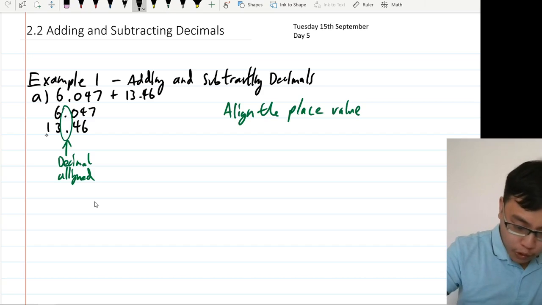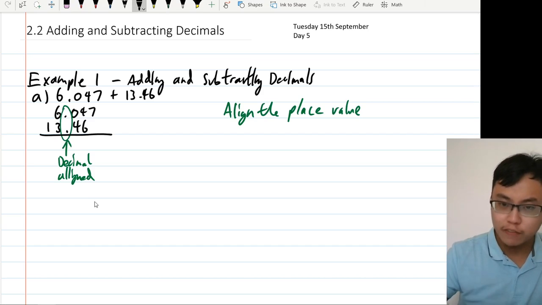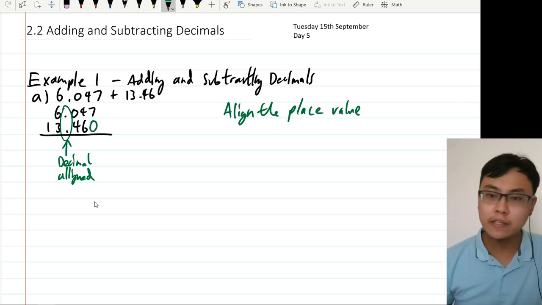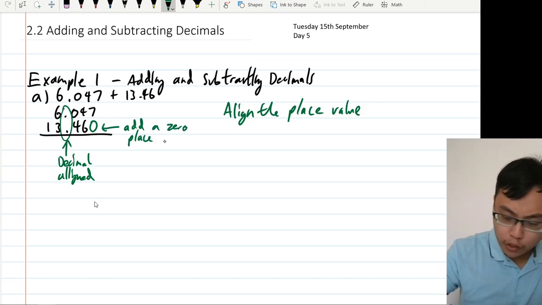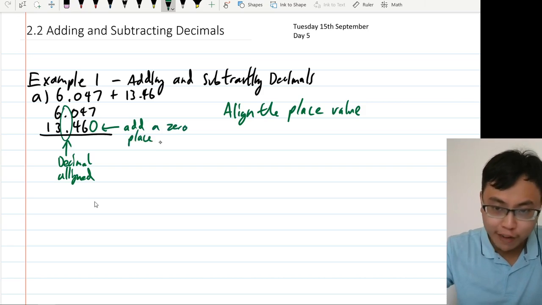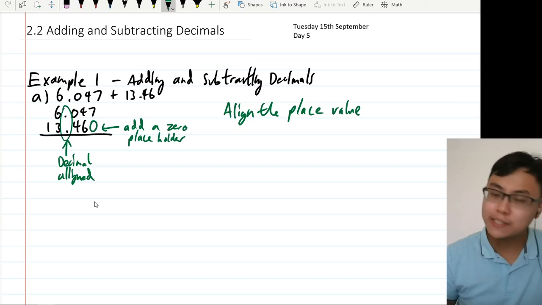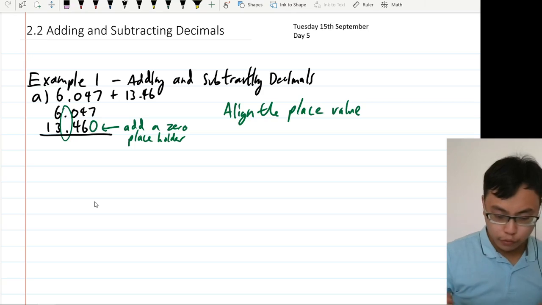Once we do that, you will realize that there is a gap beneath the 7 and after the 6. And so what we can do is add in a filler 0. This is called a placeholder, and it's called a placeholder because it holds that place. It doesn't actually have any value whatsoever. It just makes calculations a little bit easier. So now let's go ahead and do that question.